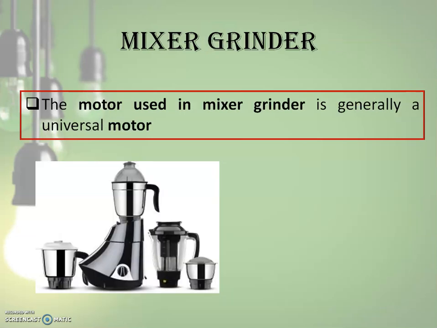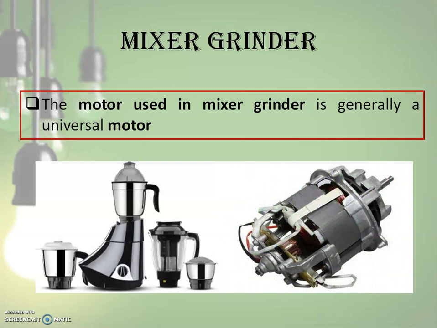Now coming to a mixer grinder. A mixer grinder is one of the common kitchen appliances and is a must have for every kitchen. And the motor used in a mixer grinder is generally a universal motor. The motor has a stator and a rotor. The stator is made of laminated steel and there are poles in the stator.